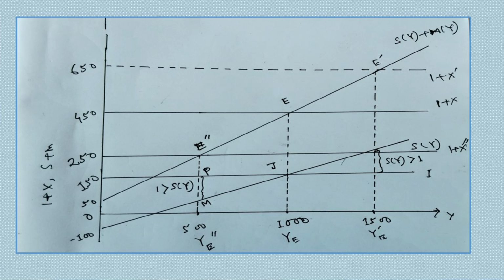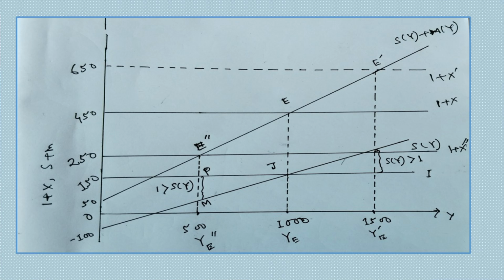Here, on the x-axis we measure income, and on the vertical axis we measure the leakages as well as injections, I plus X and S plus M. S plus M means saving plus import, and I plus X means investment plus export.